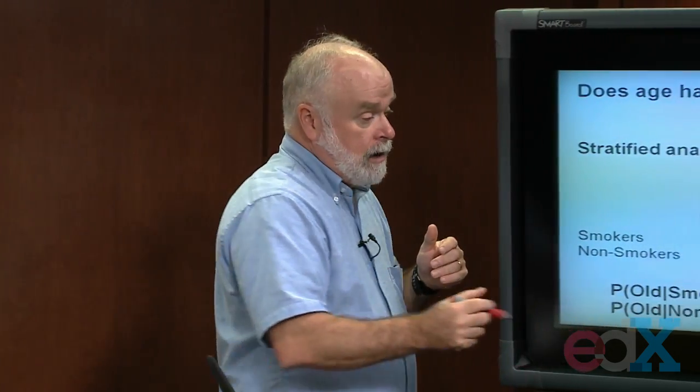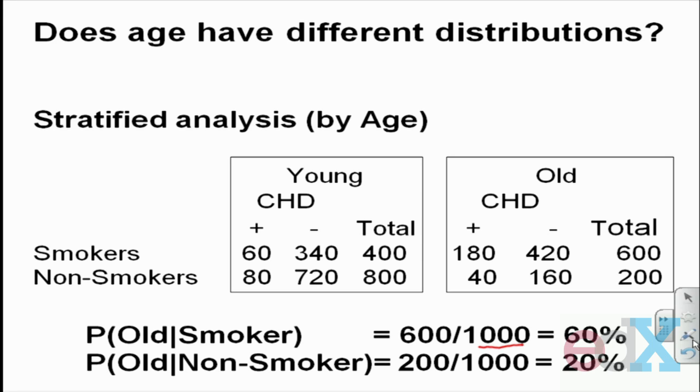Well, yeah. We had 1,000 smokers, and the previous slide said 600 of them are old, so 60% of our smokers are old. We have 1,000 non-smokers, and 200 of them are old. That means 20%. So we can tell from the data that the age distribution of our two groups is not the same. The smokers are much older. 60% of them are old compared to only 20% of the non-smokers. So it does seem to satisfy the first criterion for confounding. Age is related to your exposure status, your smoking status.